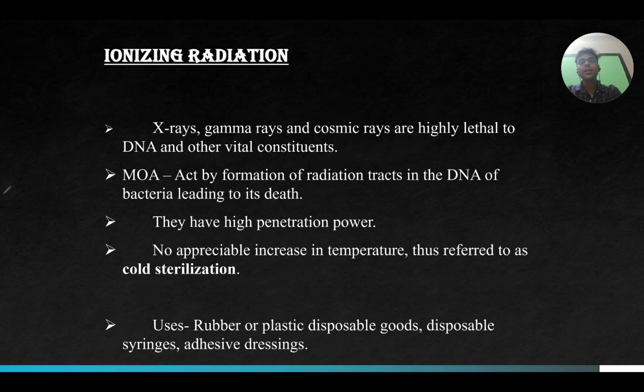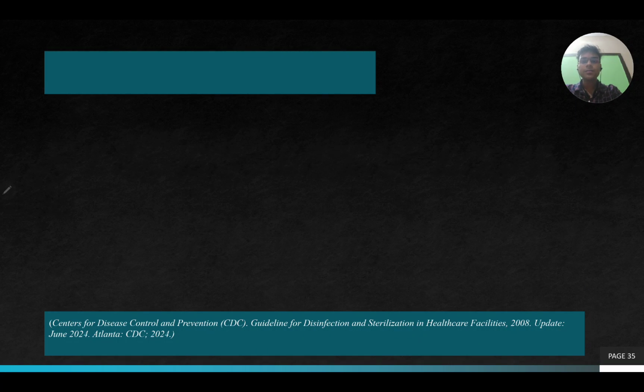Coming to the ionizing radiation, these include X-rays, gamma rays, cosmic rays, which are highly lethal to DNA and other vital constituents. The mechanism of action is that they act by the formation of radiation tracks in the DNA of bacteria, leading to its death. They have high penetration power. There is no appreciable increase in the temperature, thus referred to as cold sterilization, which is an essential phenomenon. It is used for sterilizing rubber or plastic disposable goods, disposable syringes, and adhesive dressings.